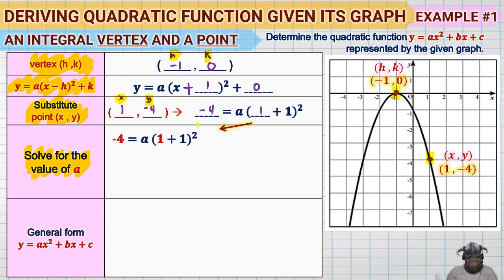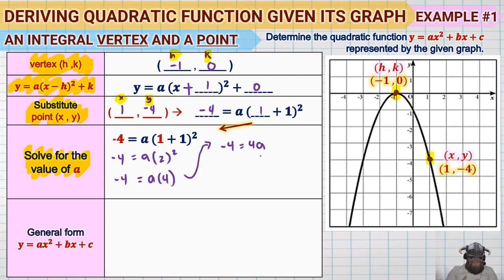So ito, kinopya ko lang siya. -4 is equal to a times a quantity 1 plus 1 quantity squared. So yan. So simplify lang natin dito for us to solve for the value of a. So ganito yung gagawin natin. First copy -4, then a times, ito, 1 plus 1, we can simplify it and make it equal to 2. Then copy square. Then simplify natin si 2 squared, that will be equal to 4. Making our equation be equal to -4 is equal to 4a.